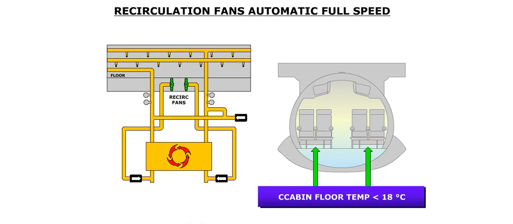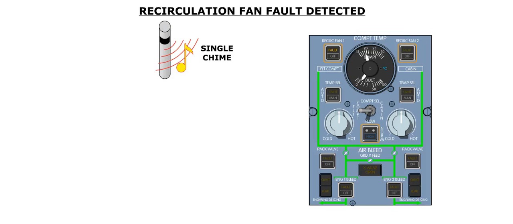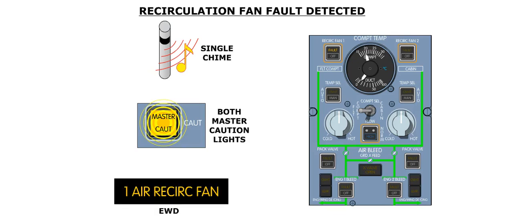In the event the fan speed is too low, or if the associated electric motor overheats, the amber fault caption will illuminate in the associated recirculation fan push button. In addition, a single chime will sound, both master caution lights will flash, and an amber air recirculation fan message is displayed in the EWD. The affected fan is indicated in the message.